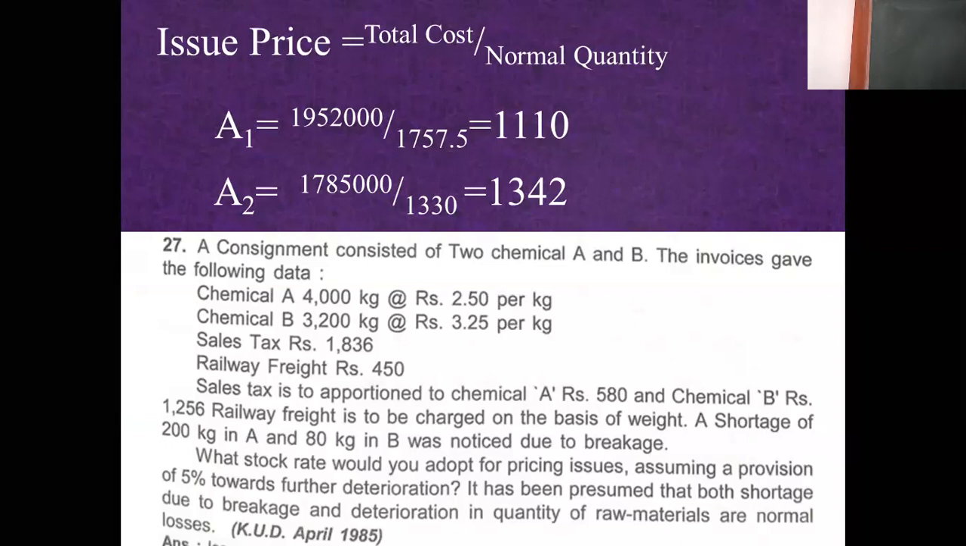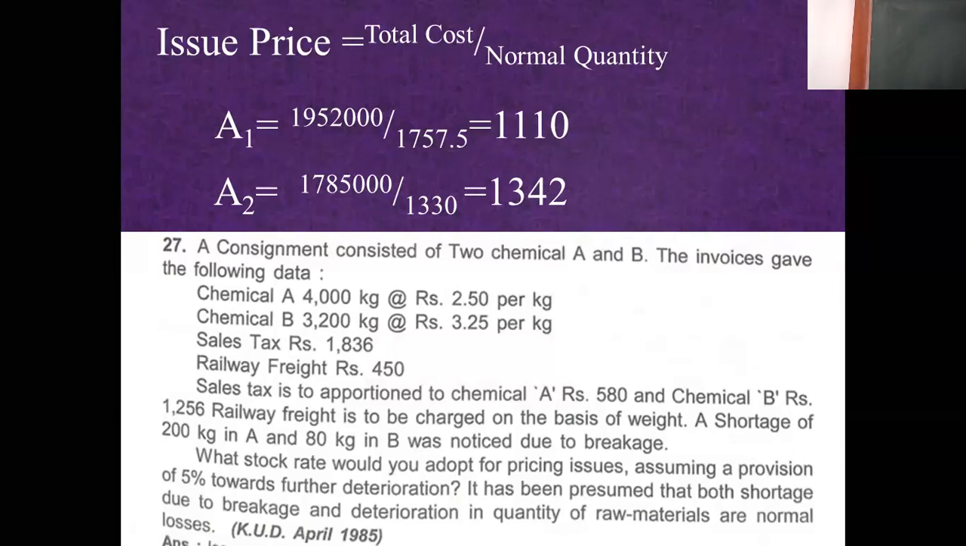And you have to pay sales tax 1836. 1836 sales tax you have to pay. Okay, so sales tax will be added. Then railway rate is 450 rupees. You see, this is the additional cost. Okay. First you take the purchase price, then take the expenses. Total of this is called the total cost. In the total cost, you divide by quantity, then you will get the unit cost.